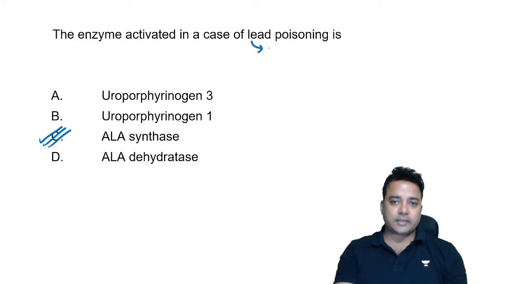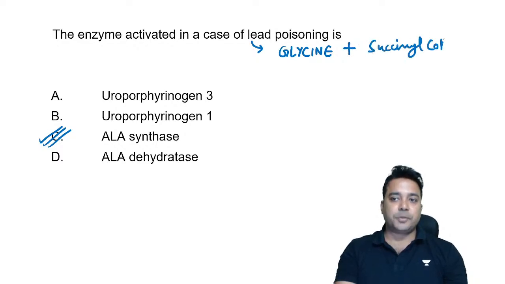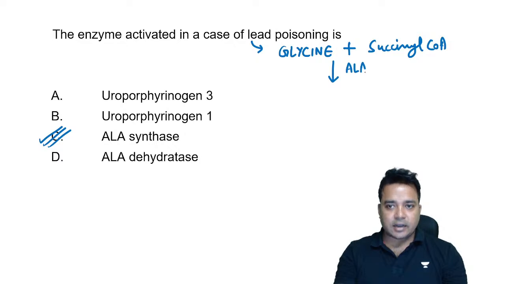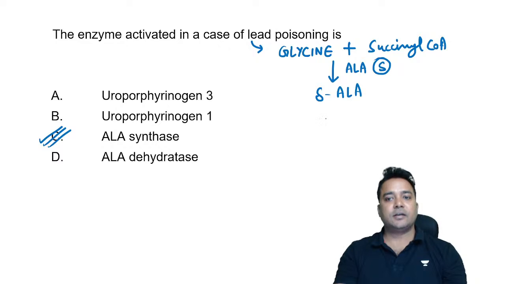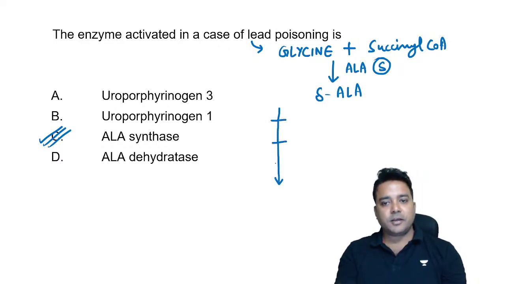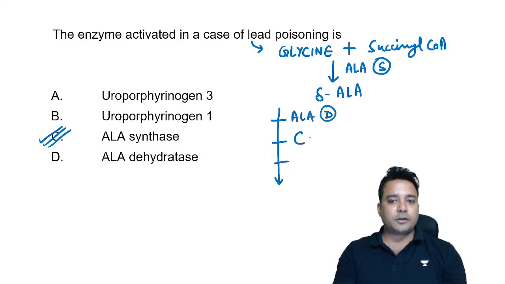Because lead has an effect over the heme synthesis pathway. How does it start? Glycine combines with succinyl coenzyme A in the presence of pyridoxal phosphate, that is vitamin B6 used as a cofactor. And the enzyme used here is ALA synthase. So what is produced is delta ALA, delta aminolevulinic acid. It is further metabolized in steps. And then the enzymes which participate here are ALA dehydratase, coproporphyrinogen oxidase and ferrochelatase.